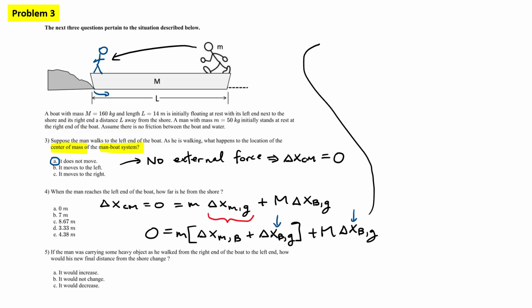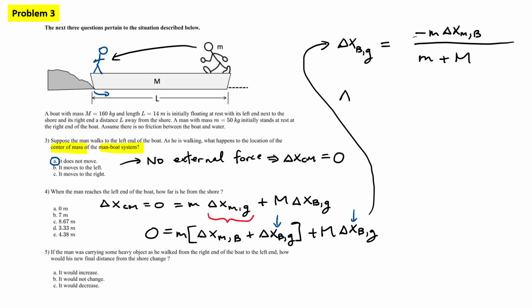Let me bring this all the way upstairs over here. So I can write that the displacement of the boat relative to the ground here, be careful, so we're going to bring one of these terms to the other side, is minus the mass of the man times the displacement of the man relative to the boat, divided now by the total mass of the system, little m plus big M.